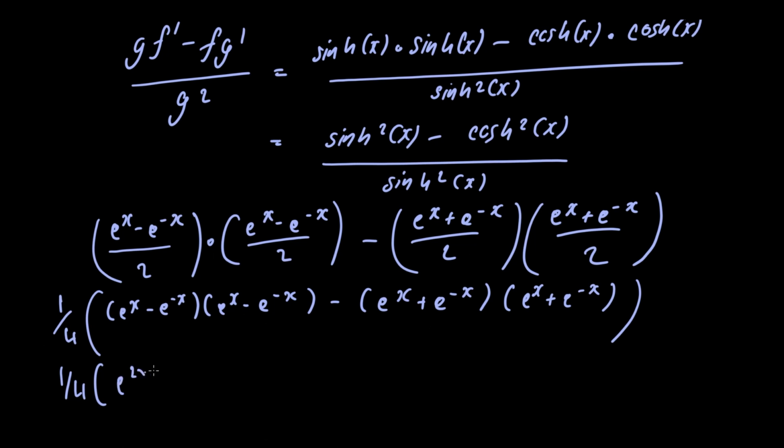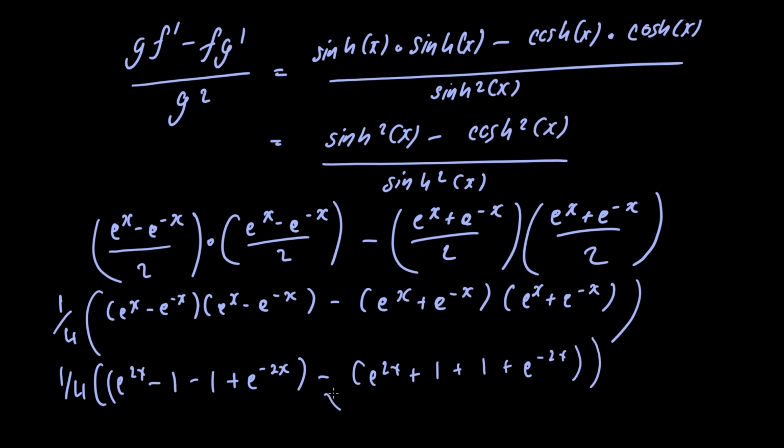We're going to have 1 over 4 multiplied by, now e raised to x multiplied by e raised to x is just e raised to 2x. E raised to x multiplied by minus e raised to minus x is just minus 1. And we're just going to have another minus 1 here. Minus e raised to minus x multiplied by minus e raised to minus x is just positive e raised to minus 2x. Now we're just going to have e raised to 2x here, plus 1 again, plus e raised to minus 2x.